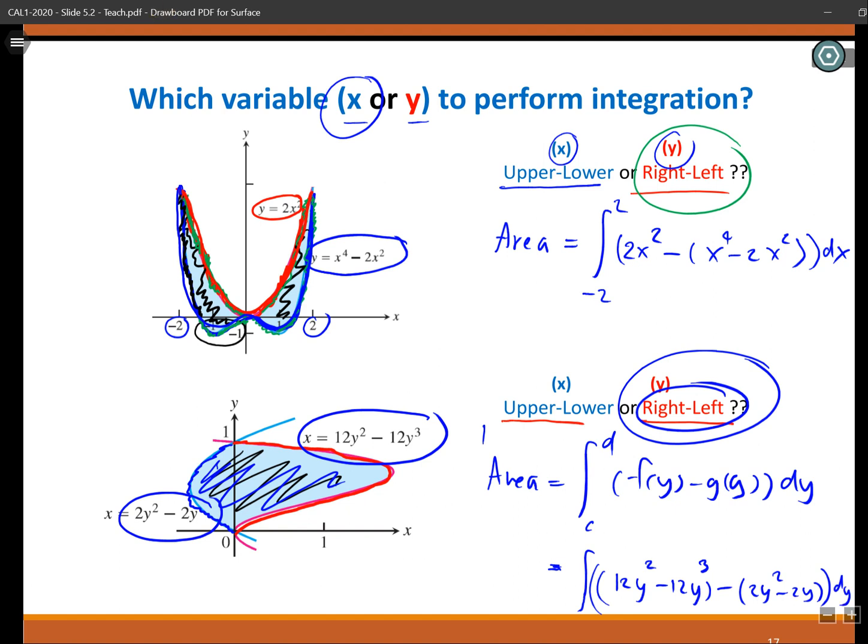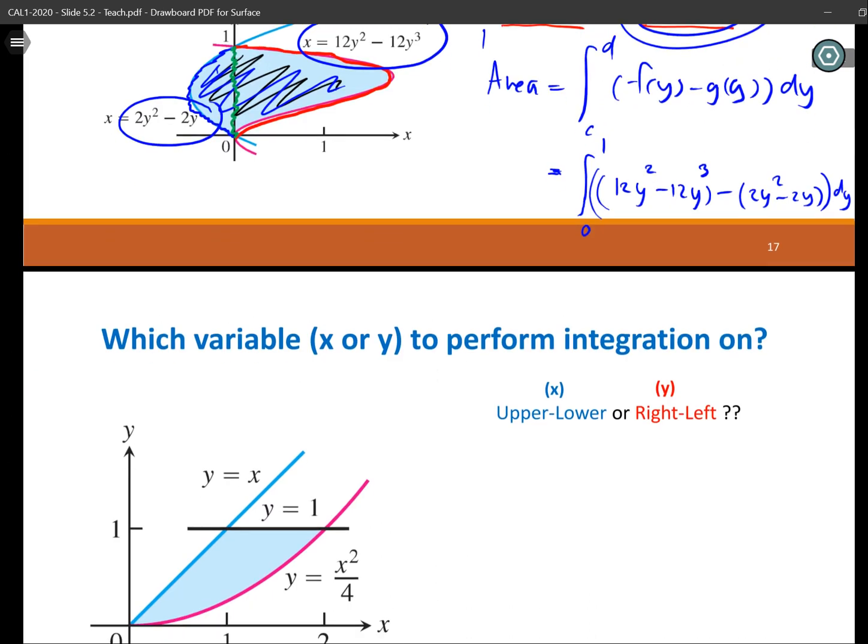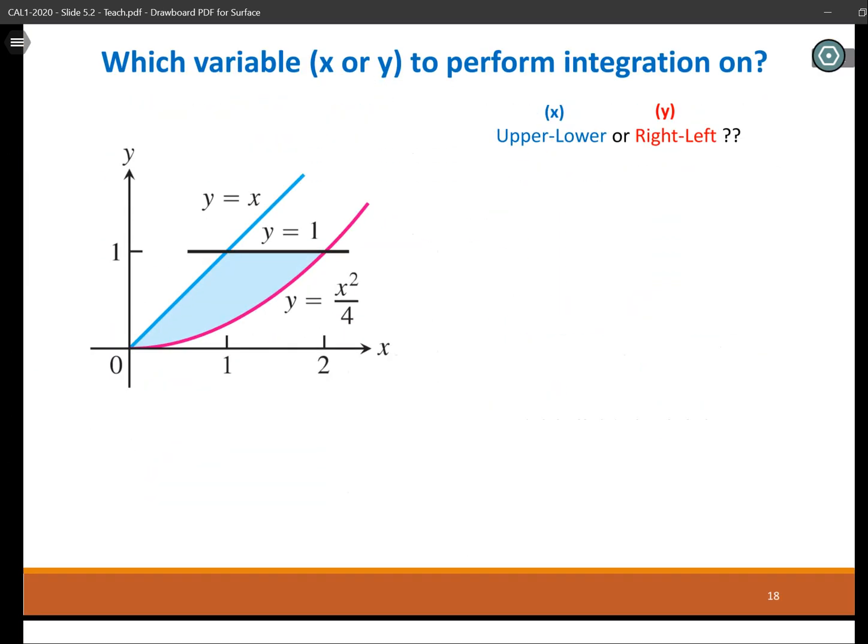What about the end point and the starting point of this integration? So you can see that in terms of the range of y, it spans from 0 to 1. 0 to 1. Okay? So in this case, it would be much better to work on the y variable. Okay. Now, that is how you determine which approach to follow. Let's take a look at the last one for this lecture.